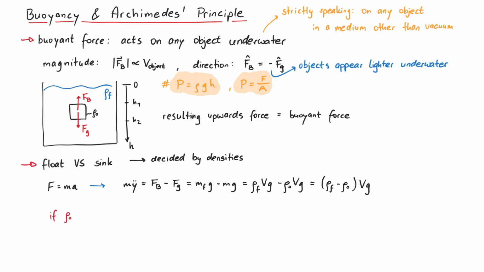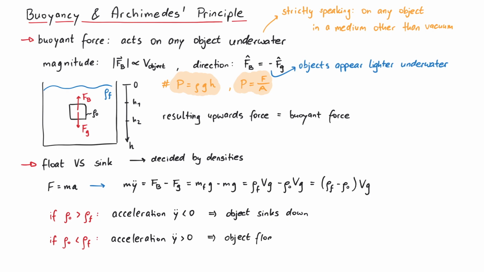Now, if ρ_O is larger than ρ_F, the acceleration is negative, therefore the object sinks down. On the other hand, if ρ_O is smaller than ρ_F, the acceleration is positive and the object floats up.